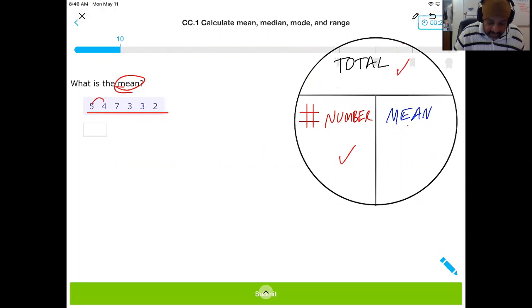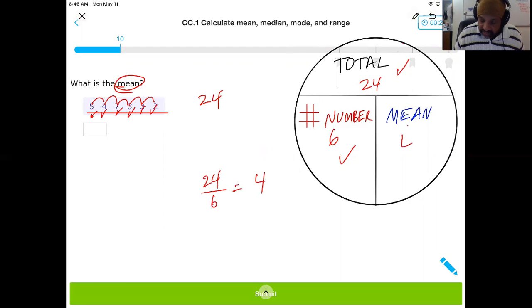So it's going to be 5 plus 4 is 9, 9 plus 7 is 16, 16 plus 3 is 19, 19 plus 3 is 22, 22 plus 2 is 24. So the total is going to be 24. We have 1, 2, 3, 4, 5, 6. We have 6 items. So we're going to put a 6 here. So 24 divided by 6 equals 4. So that's going to be the mean, and that's what we would put in there.